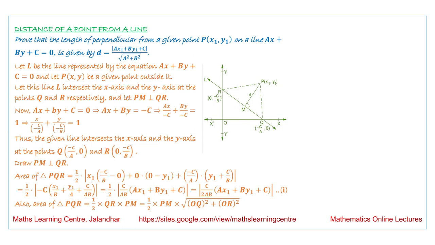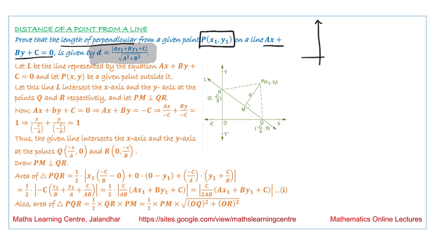The result we are going to prove is the length of the perpendicular from a point P(x1, y1) on the line ax + by + c = 0. It is given by this formula. This is the formula for the distance between the point (x1, y1) and the line ax + by + c = 0. To prove this result, we are using the following fact.